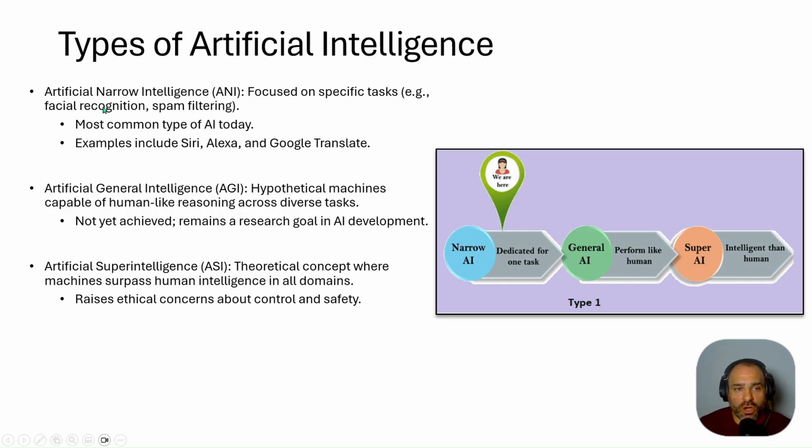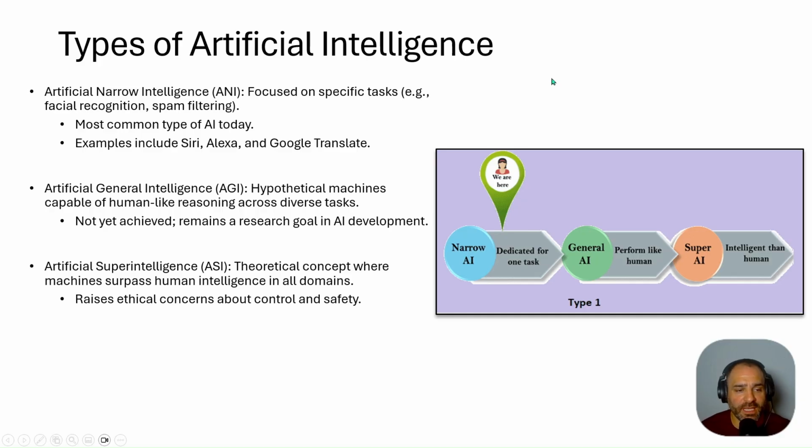So the first one is artificial narrow intelligence. It focuses on specific tasks, such as facial recognition and spam filtering. This has been around for ages. We've used it for a long time. You just didn't know it was being used in the back end. This is the most common type of AI you're going to interact with. This is your Siris, Alexas, and Google Translates. This happens all the time.